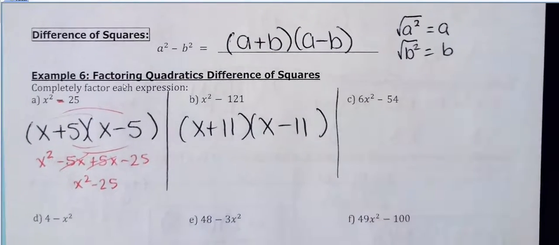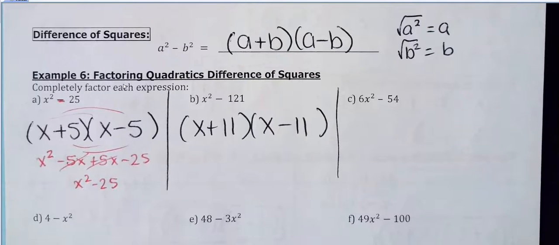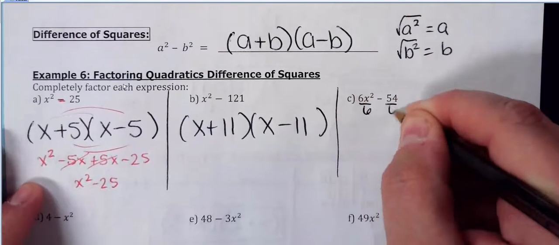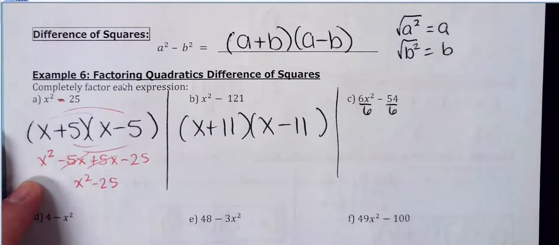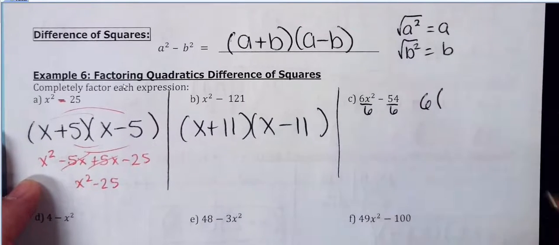Okay, now the next one, you're probably like, Miss Grota, 6 and 54, neither one of those have a nice square root, and you'd be totally correct. What would you maybe do first on that next question? Yes, these two terms both are divisible by 6. So anytime you have a greatest common factor, try to take that out in front first. So if I take 6 out, what would we have left over?